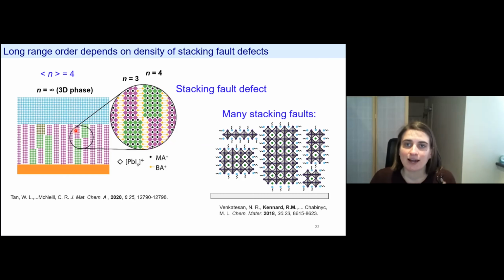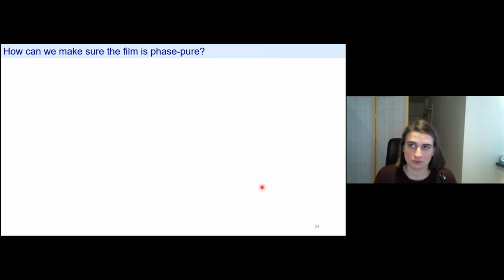When you have a high density of these stacking fault defects, that's when you get something completely intergrown like this, where all the different phases are combined into one. And from some TEM that I did, you can see in the nanoscale, in fact, that all these phases are mixed onto each other.